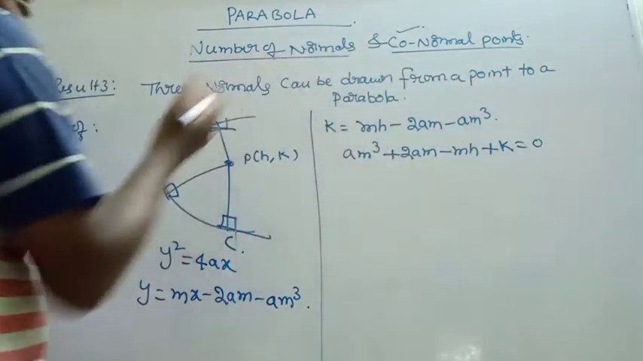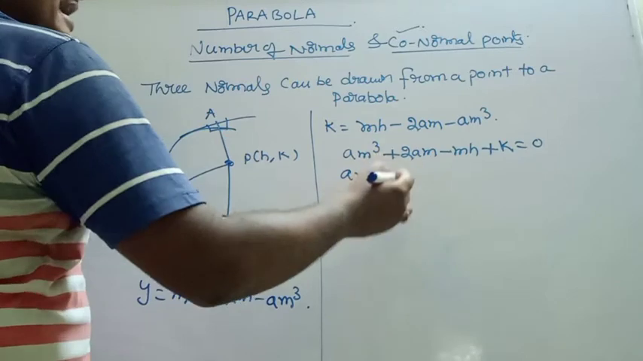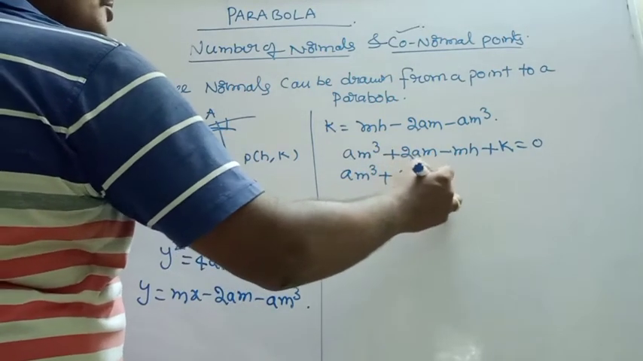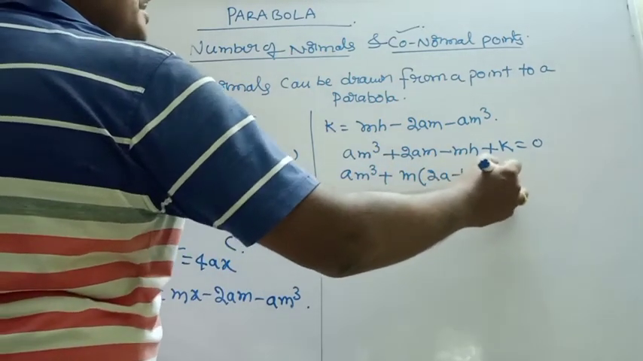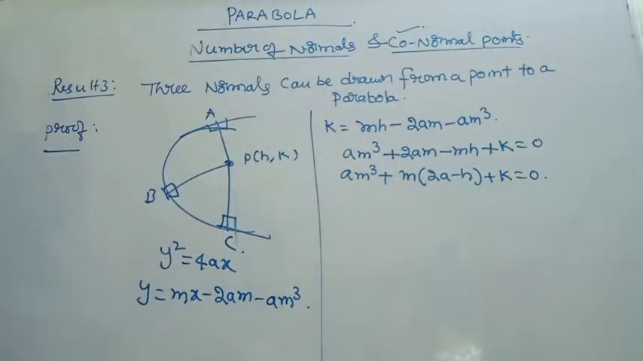Let us transfer all these terms to the left side. Then you have got now a cubic equation wonderfully. And here, if you take m common, it is am cube plus m into 2a minus h, plus k is equal to 0. Now this is a cubic equation. A cubic equation means it is having 3 values of m. Corresponding to each value of m, there is a normal passing through the point h comma k. Hence, 3 normals can be drawn from a point to a parabola, right?